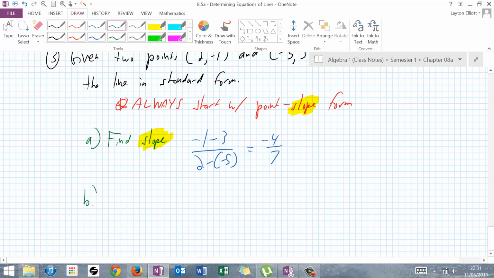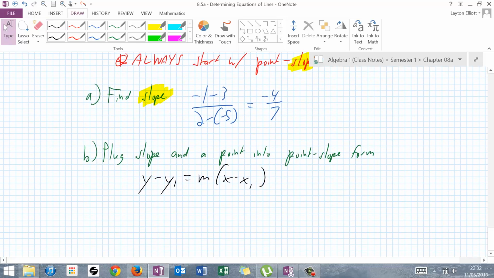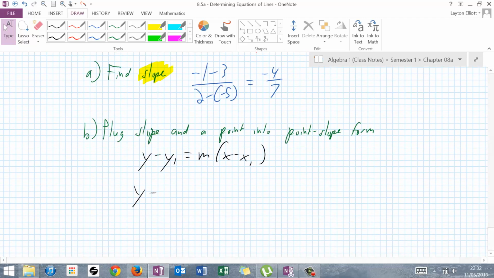Then I'm going to plug the slope and a point into point-slope form. So to do that, I'm going to remember what point-slope form is. Y minus y1 equals slope times x minus x1. So I'm going to go y minus, let's do the second point. Let's do the negative 5, 3. So y minus 3 equals negative 4/7, x minus a negative 5, or x plus 5.